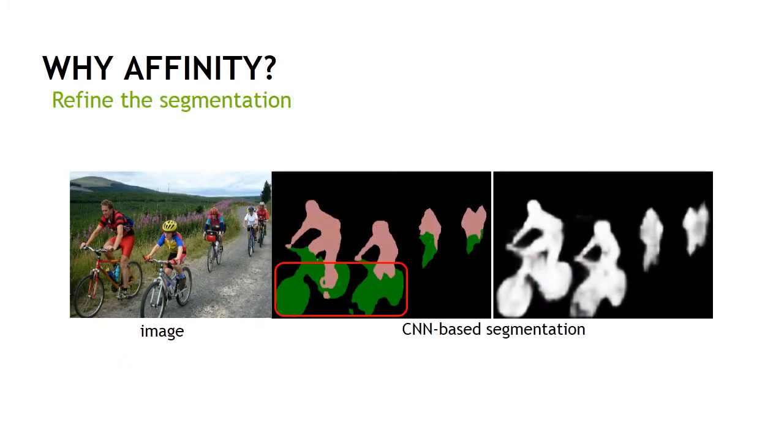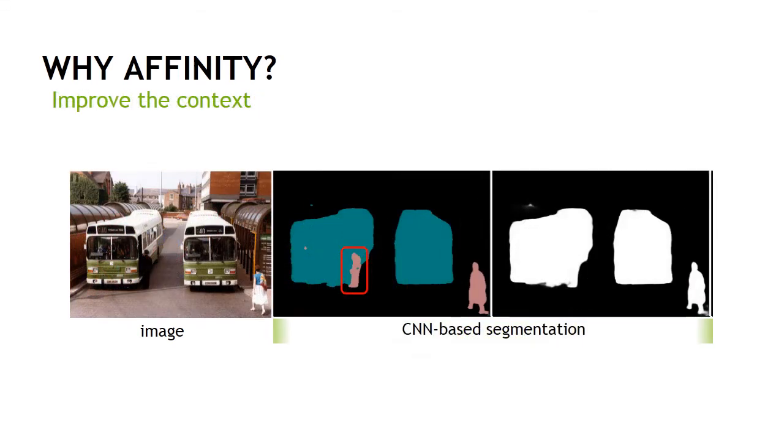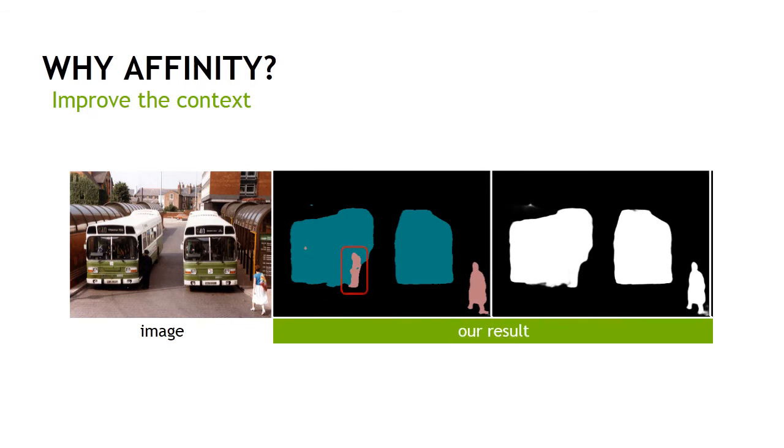In contrast, a well-learned affinity matrix, for example, by our proposed method, which is guided by the original image, can significantly improve details in image segmentation masks. It also incorporates contextual information since the affinity can describe semantic-level pairwise relationships.